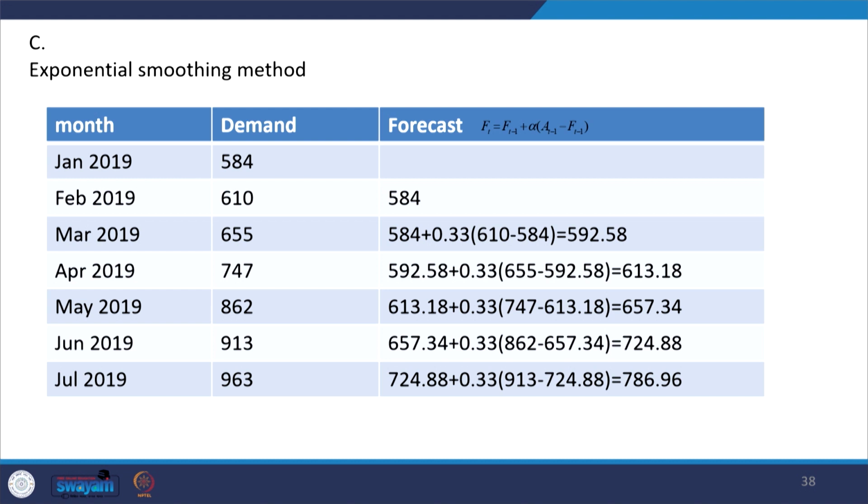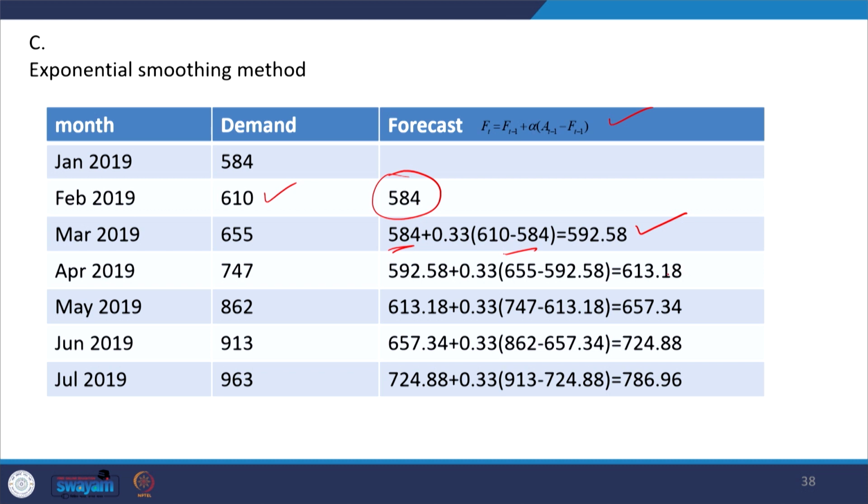Now, exponential smoothing, the third method. Now, what is it saying? January to again 19, so the values are given. So, using this formula, right, and alpha value was given to us, we can calculate. Now, F t minus 1, the forecasted value, this one which is coming here, plus 0.33 into actual sales is 610. So, this is the actual demand minus the forecasted one. So, this is giving us 592.58. So, the forecasted value for the month of March is 592, but actual was 655.